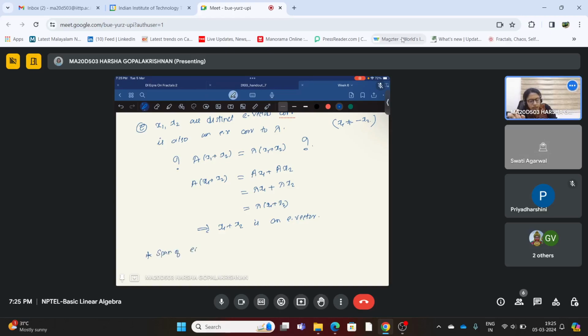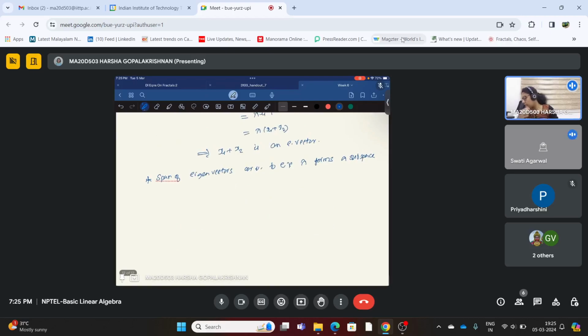The span of eigenvectors corresponding to eigenvalue lambda forms a subspace actually. It means it is closed under addition and scalar multiplication. That is what we proved here. So it is a subspace.